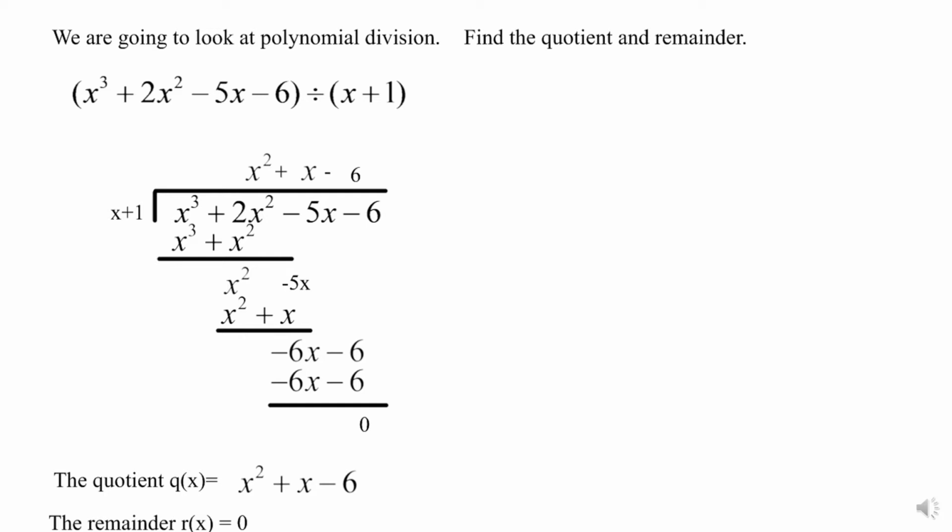The negative 6 is multiplied by x plus 1. This gives you negative 6x minus 6. Now subtract and you get 0. The quotient q of x is x squared minus x minus 6, and the remainder r of x is 0.